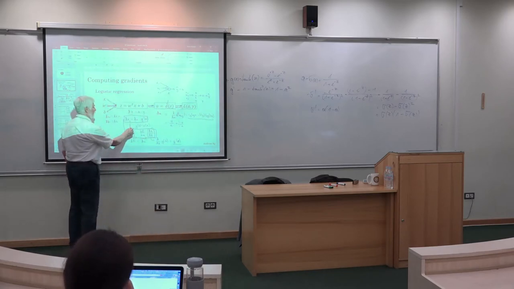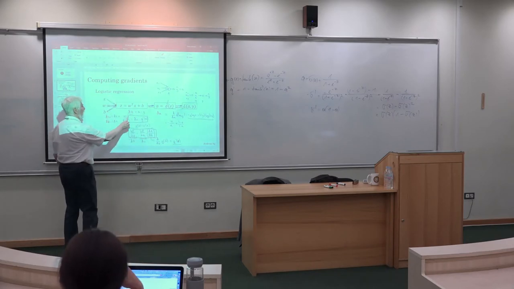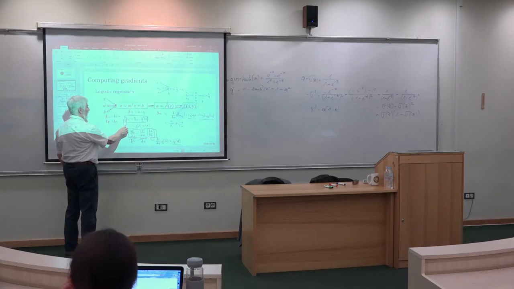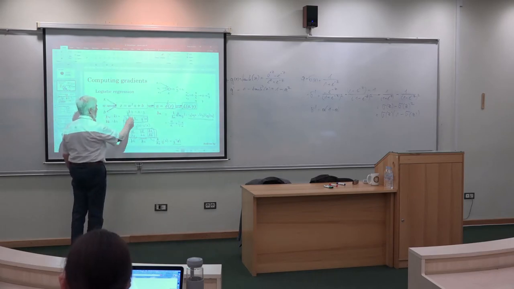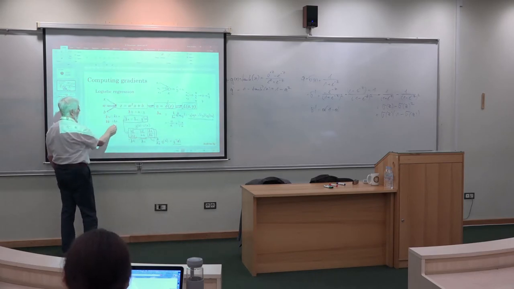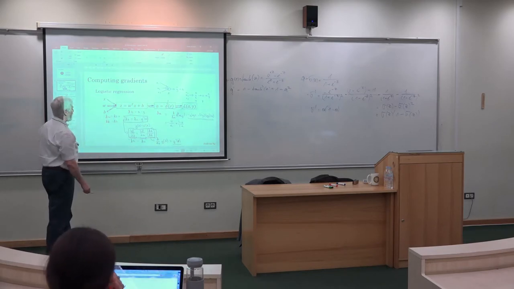So, based on that, now we can calculate dZ, because this is this value times the derivative. So we have dZ on the output here, and then we can calculate dW and dB, because dB is the same as dZ, and dW is dZ times x.